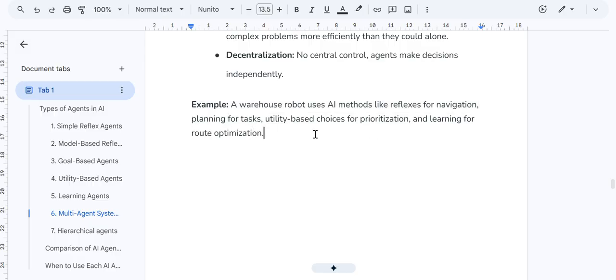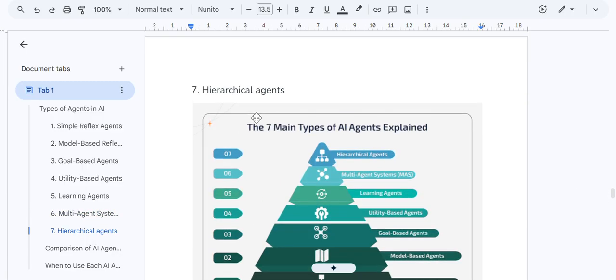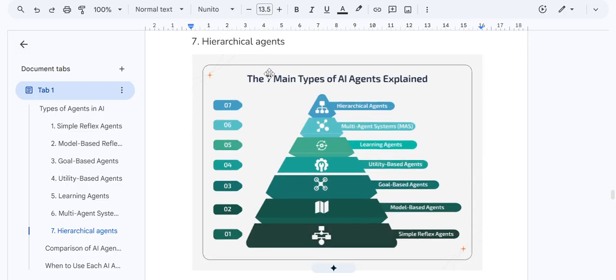A warehouse robot uses AI methods like reflexes for navigation, planning for tasks, utility-based choices for prioritization, and learning for route optimization. So another is the hierarchical agents. It's more than 7 or 8 agents. There are seven main types of agents. Okay, the main types of agents explained.